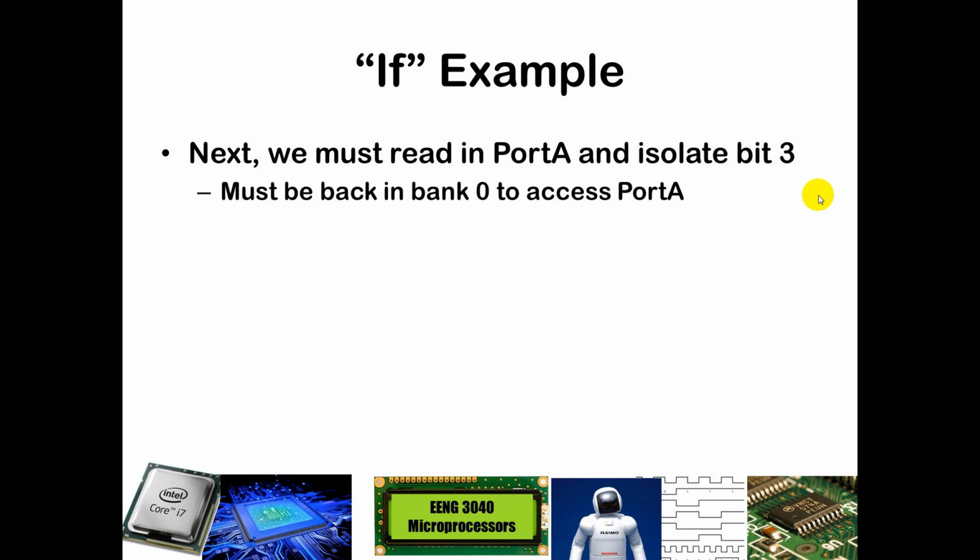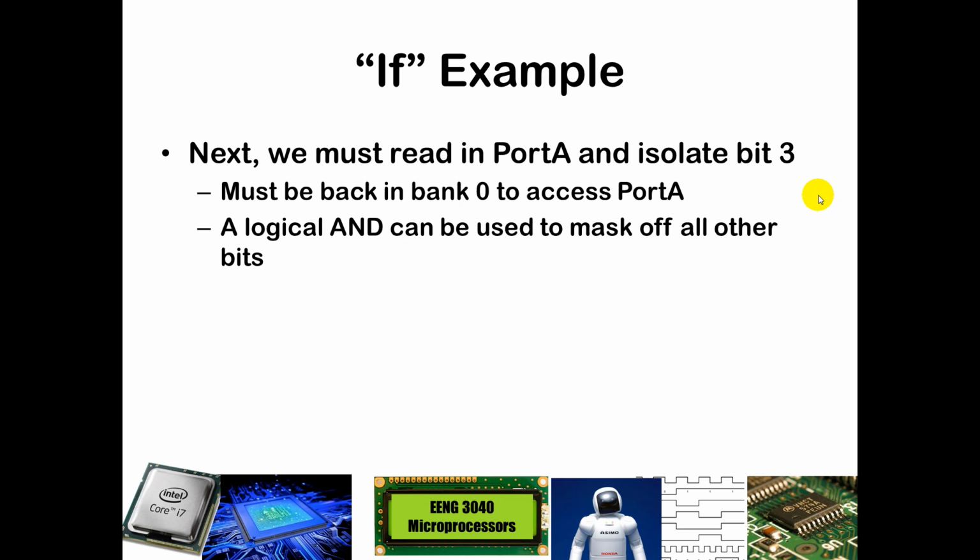So we have to go, first of all, back into bank 0, because that's where we access port A and port B. So remember, right now, if we've just executed the code we developed on the previous slide, we were in bank 1, so we got to go back down to bank 0, so we'll have to change a couple of our bits in the status register there.